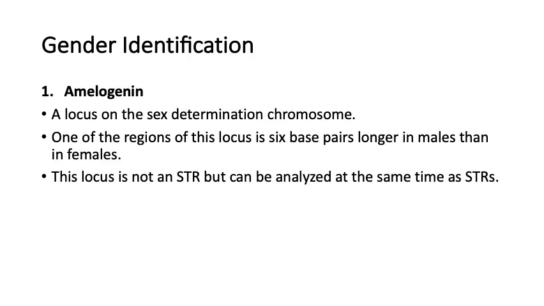There are two approaches to gender identification using DNA typing. On the sex determination chromosome, there is a locus called amelogenin. One of the regions of this locus is 6 base pairs longer in males than in females. Females have two X chromosomes and will thus show only one band for amelogenin. Males have one X and one Y chromosome and will thus show two bands, one 6 base pairs longer than the other.